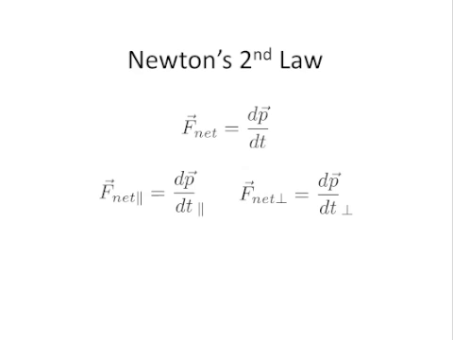I then used Newton's second law. Newton's second law says that the change in momentum of the star is due to an interaction of the star with something in its surroundings, and that the net force acting on the star is equal to dp/dt. The net force acting on the star can be broken into two components, the component parallel to the direction of motion and the component perpendicular to the direction of motion, corresponding to the two components of dp/dt.